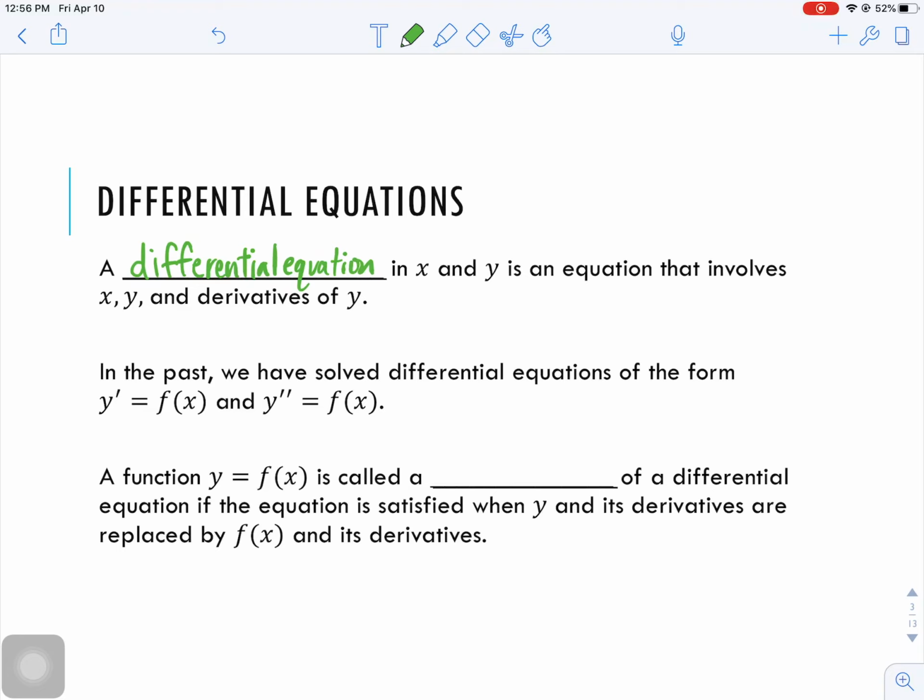Because a function y equals f of x is called a solution of a differential equation if that equation is satisfied when y and its derivatives are replaced by f of x and its derivatives. So basically the solution of a differential equation is just the original function y, or f of x.